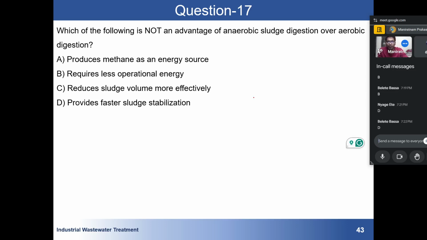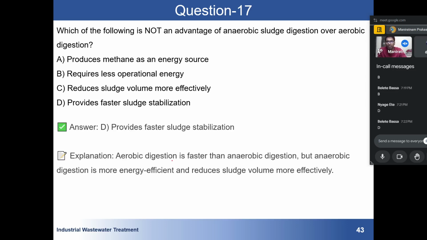D. Aerobic digestion is faster than anaerobic, but anaerobic digestion is more energy efficient and reduces sludge volume more effectively. Okay, so this is not an advantage of anaerobic sludge digestion.